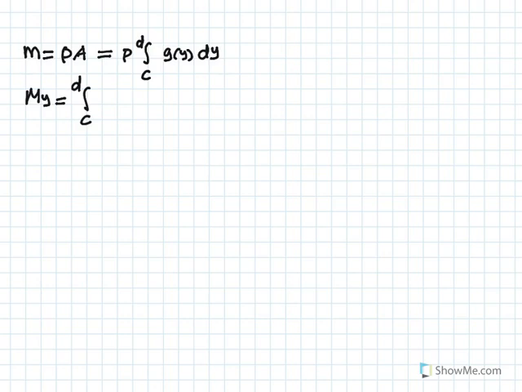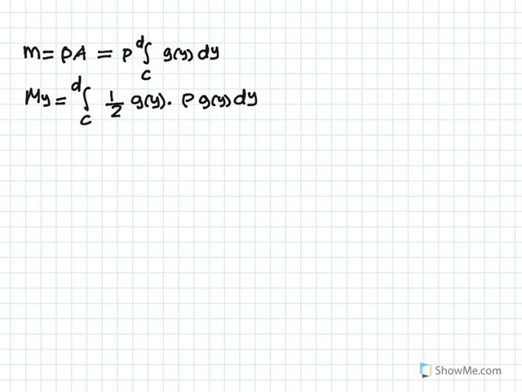All right, so let's develop these formulas. Mass is equal to density times area, so density times the integral from y equals c to y equals d of g of y dy. The moment with respect to the y-axis is the integral from c to d. And what is the average distance to the y-axis? That's going to be 1/2 the x value. Well, x is g of y, so that's 1/2 g of y, times the mass of this horizontal strip, which is rho times g of y dy.